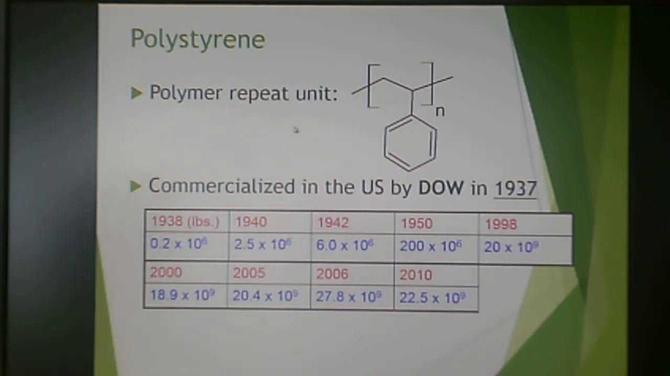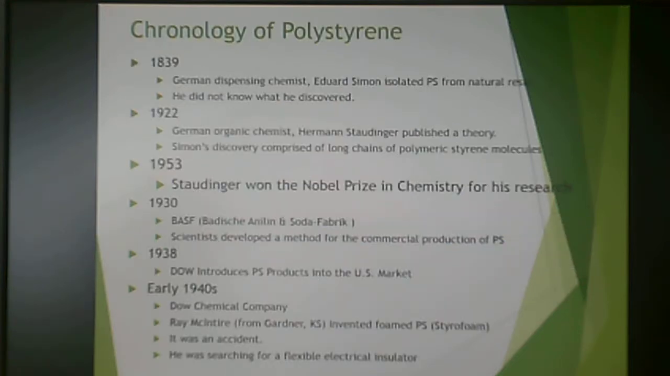This was commercialized by Dow in 1937. It had a lot to do with developing the synthetic rubber industry during the years immediately before the United States got into World War II and during World War II. So in 1938, there were 0.2 million pounds sold. By 1940, this had gone up an order of magnitude. It had doubled by 1942, and by 1950, 200 million pounds of polystyrene was being used. So that was directly driven by the need for development of synthetic rubber during World War II.